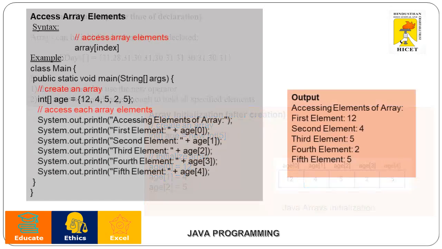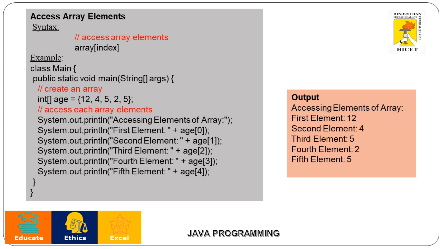Next, accessing array elements. We'll see one example program to know how to access array elements. So we can access the array elements using the array index value. In this example, first class, so class is the keyword and here main is the class name. After that we need to put a curly bracket and next we need to write the main function. So here public static void main string args. So this is the main method definition.